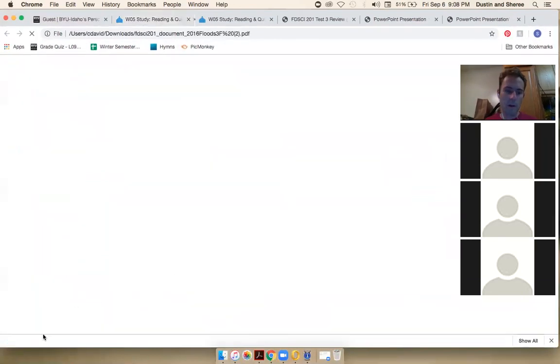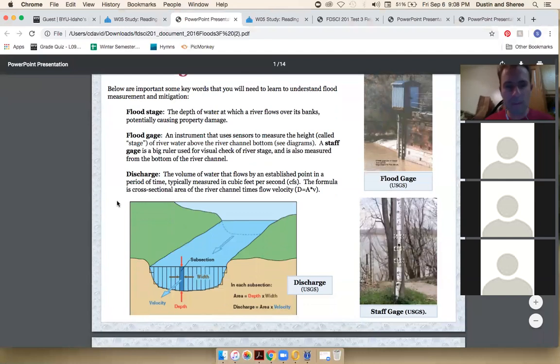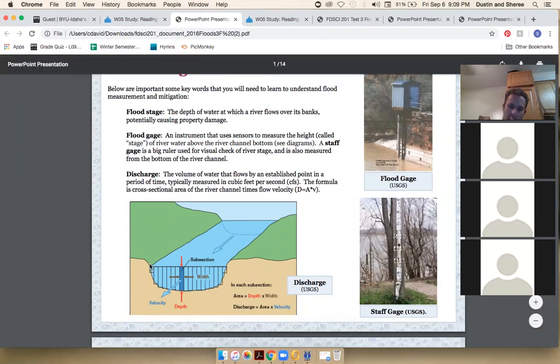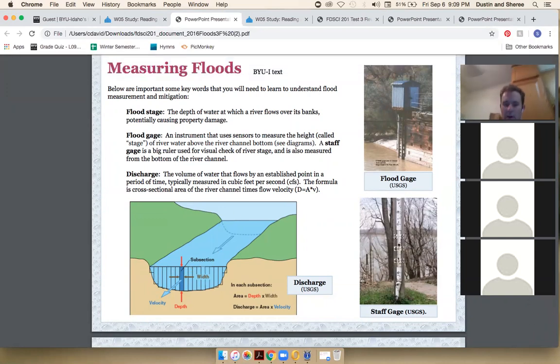All right. So this one's going to cover the last few things: measuring floods and things of that nature. So the first thing is, what is discharge? Discharge is where we look at the area of the river, so the cross-sectional area, basically the channel, times the velocity, so how fast it's moving. That's all discharge is. So make sure you know that. It's basically depth of the water times the width, so depth times width times velocity is your discharge.